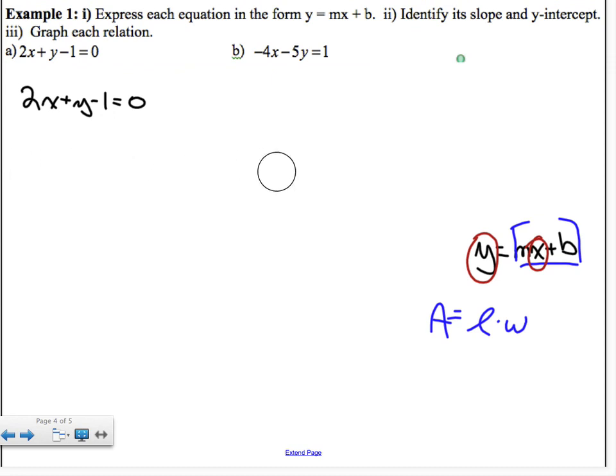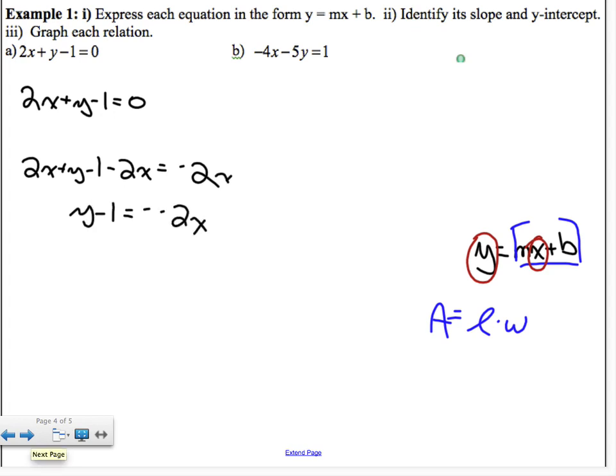How about for the first example, I'll do it one at a time. So first, I'll subtract 2x from both sides. Then I'm left with y minus 1 is equal to minus 2x. Then I'm going to add 1 to both sides. And so I'm left with y is equal to, sorry, negative 2x plus 1. Okay? All we're doing is just isolating for y.